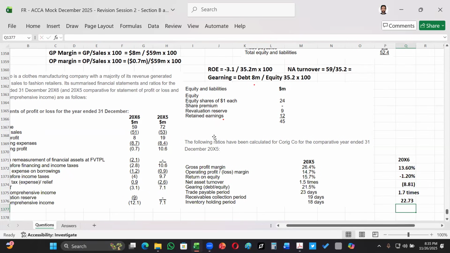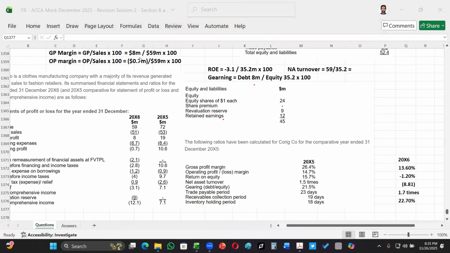Now this is 22.7%. So this is not much of a difference, because in the last year it was 21.5, whereas this year it is 22.7. Okay, we've got some questions.